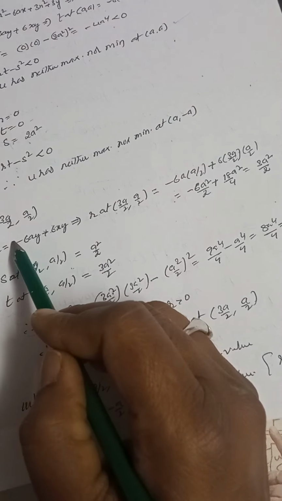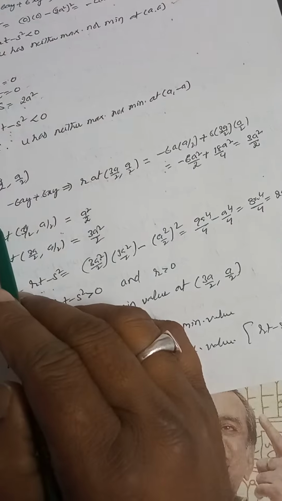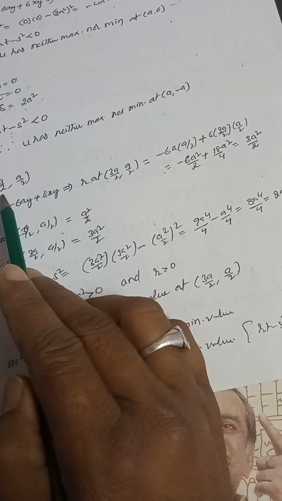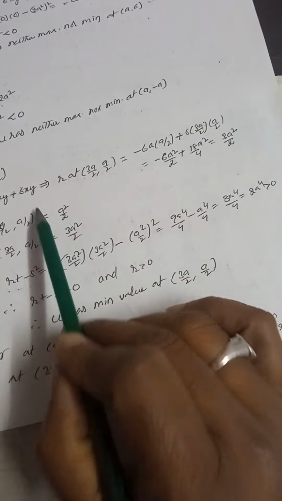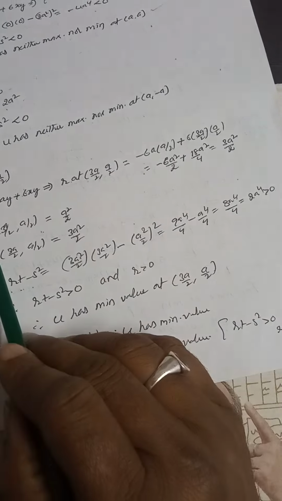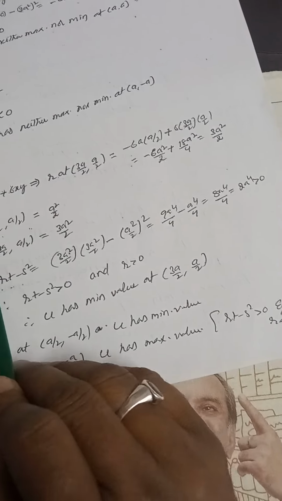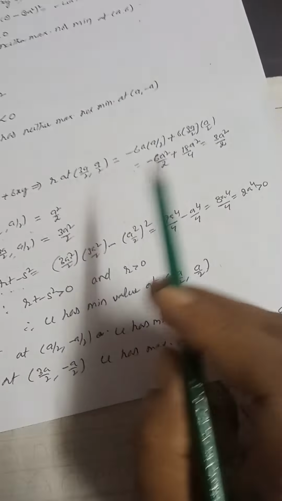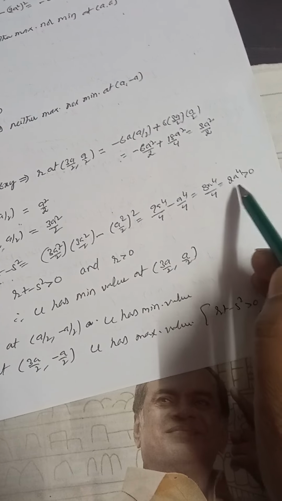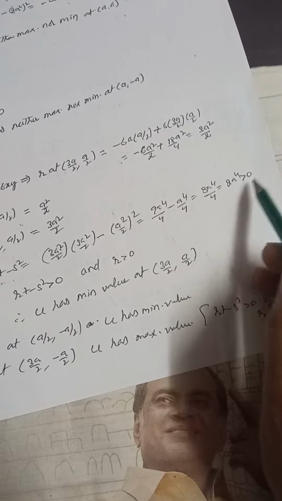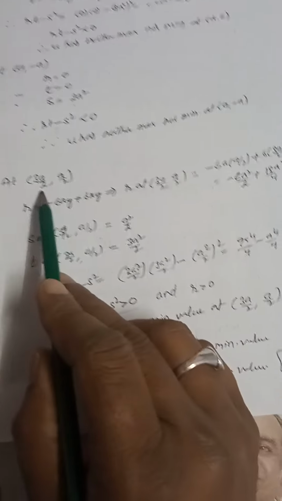Now at 3a by 2 comma a by 2, again I have to substitute. In the place of x, 3a by 2, in the place of y, a by 2. The r value is 3a square by 2, s value at this point is a square by 2, t value at this point is equal to 3a square by 2. Again we have to calculate rt minus s square. Rt minus s square is 2a power 4, which is greater than 0.